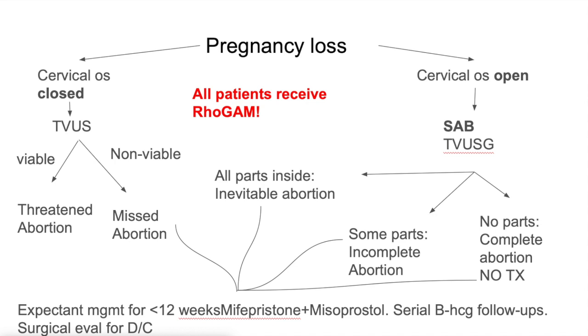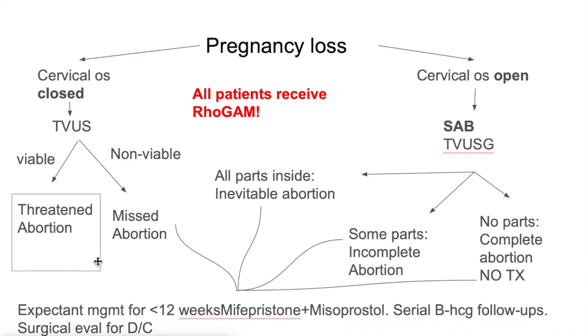And then finally, we go on to no parts of the fetus being inside, as in the uterus is found to be empty. This is known as a complete abortion. And for complete abortion, there's no treatment because there's no fetal remains within the uterus, and there's nothing we can do about that. So it's exposed naturally. Now, take it as a rule of thumb. All patients receive ROGAM. ROGAM is anti-D antibody used to prevent alloimmunization, which can cause RH incompatibility.